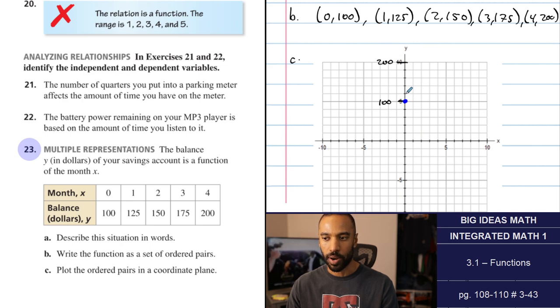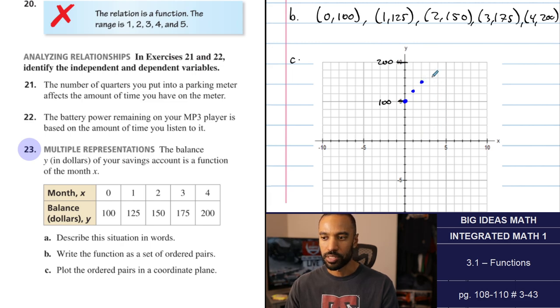When X is 1, Y is 125. Now, these go up by 20s, right? 20, 40, 60, 80. So 125, here's 20, here's 40. A quarter of the way up from 20 to 40 would probably be 125 like that. So it's not perfect. 150 is halfway between 140 and 160. And that's when X equals 2.